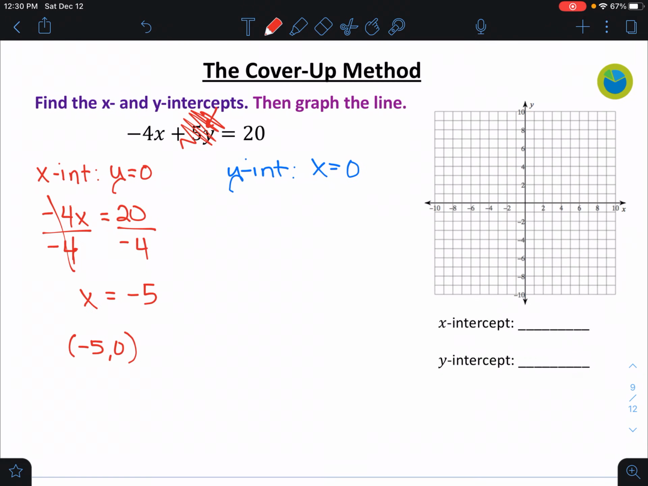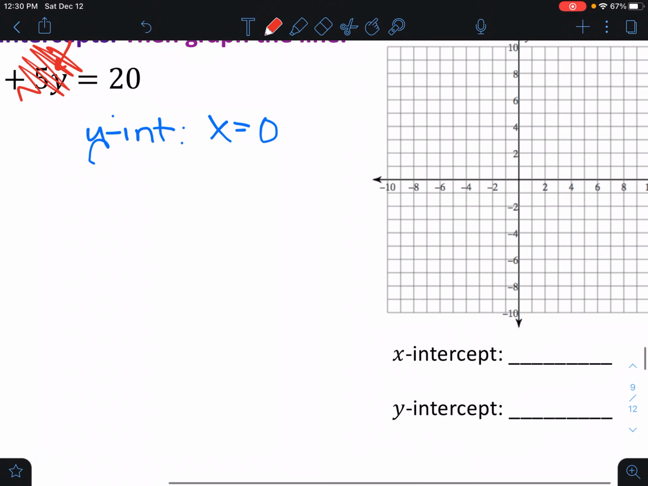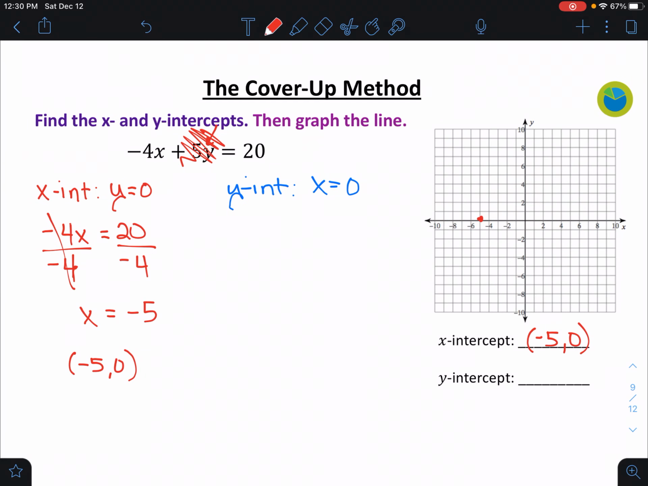If you want to plot that point right away, you can, -5 on the x-axis. Maybe we'll do that this time. I'm going to put that there, and I'm going to write -5, 0. Okay, so now we've done the x-intercept. Let's do the y-intercept.